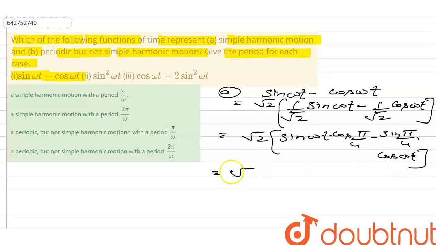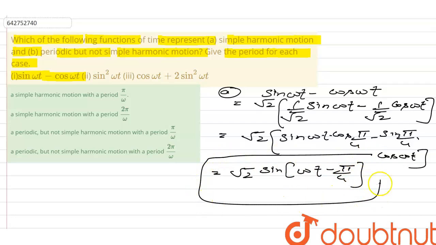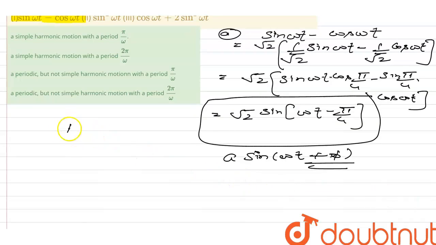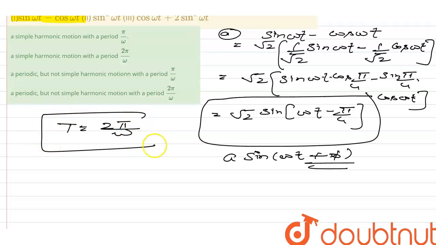So this is the formula for sin A minus B. What is A? That is omega t minus pi by 4. So this is a type of SHM equation. We can say that this equation is of the type A sin omega t plus phi. And if we talk about the time period, T is equal to 2 pi by omega. This is the time period.